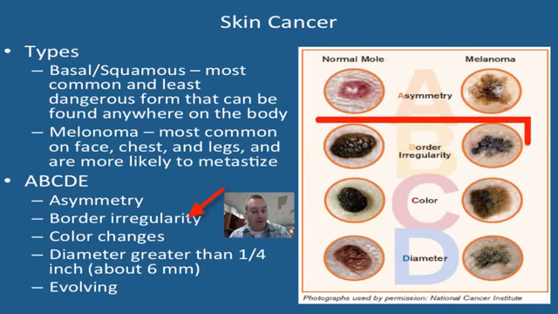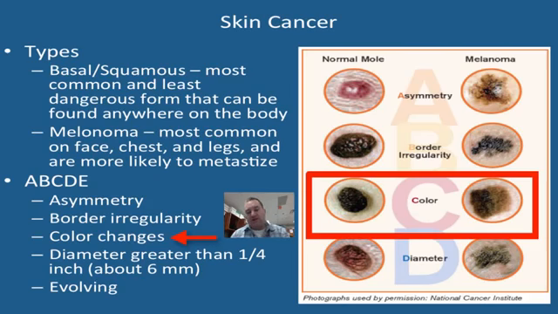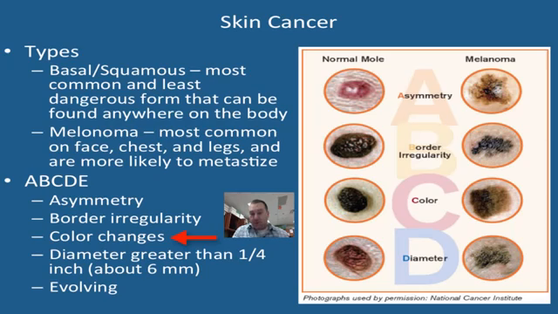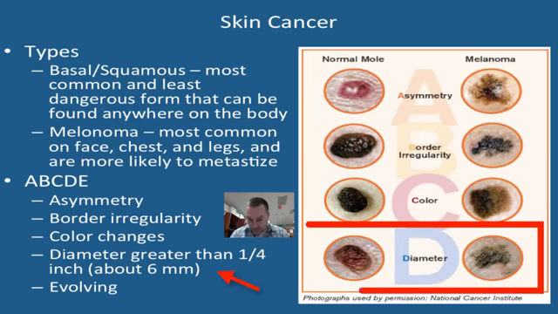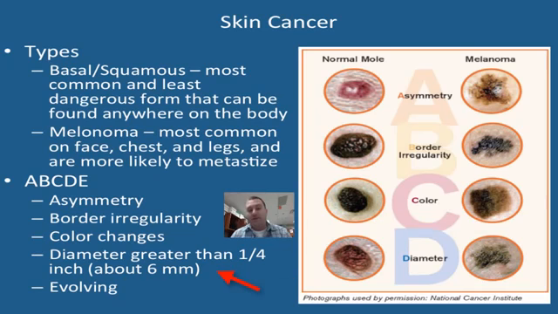The border irregularity: a regular mole is going to have a nice circular shape to it, and as you can see over here on the melanoma one, it's got jagged edges. Color changes: if you see your mole changing from the normal dark brown or blackish color to a red, to a purple, to a different shade of brown, that is also another sign that it is a skin cancer. If the diameter of the mole is greater than 1/4 of an inch, which is approximately 6 millimeters, that would be a sign that it is becoming cancerous and it's starting to grow.